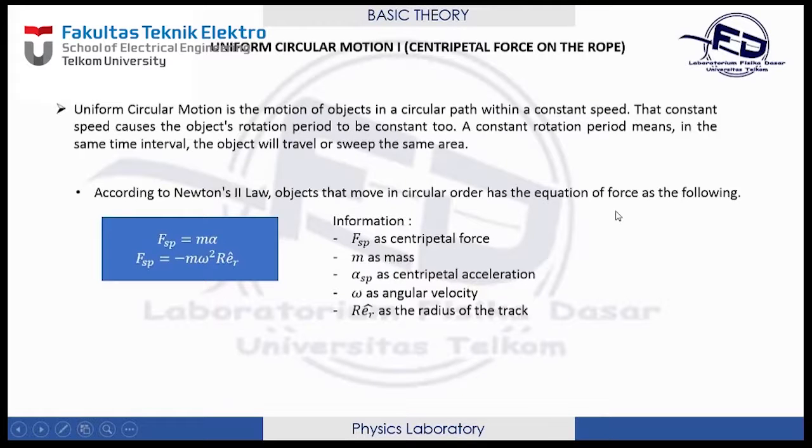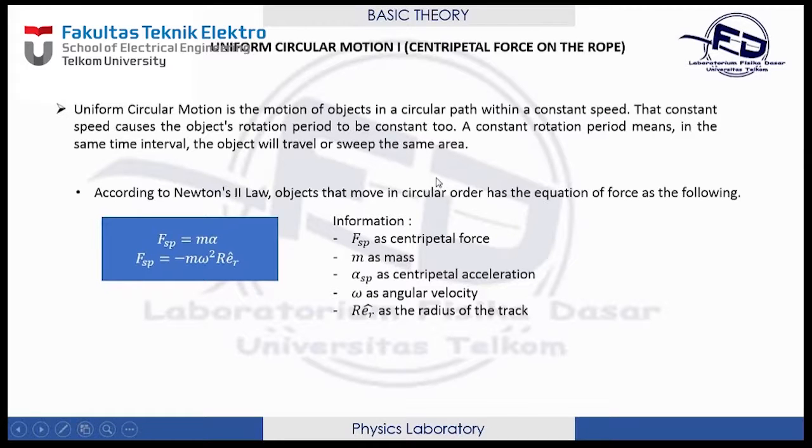Now, uniform circular motion is the motion of objects in a circular path with a constant speed. That constant speed causes the object's rotation period to be constant too. A constant rotation period means in the same time interval, the objects will travel or sweep the same area.